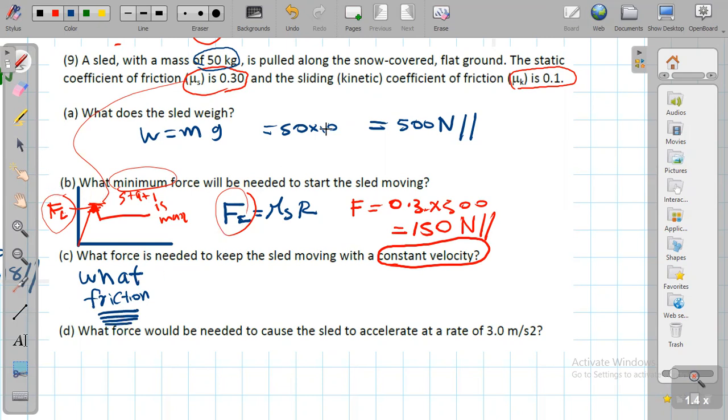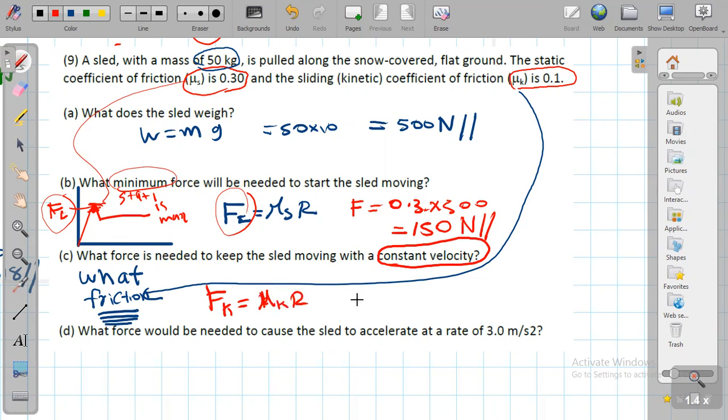That is this friction, kinetic friction. Fk is mu k times R. R is the same, and mu k is like 0.1 times 500. You just need 50 Newton as the driving force to move under constant velocity.